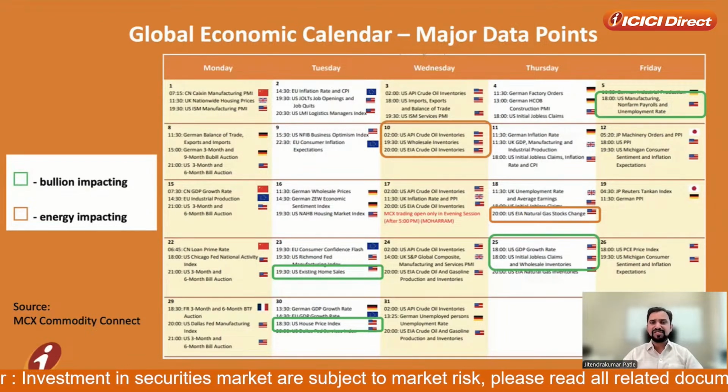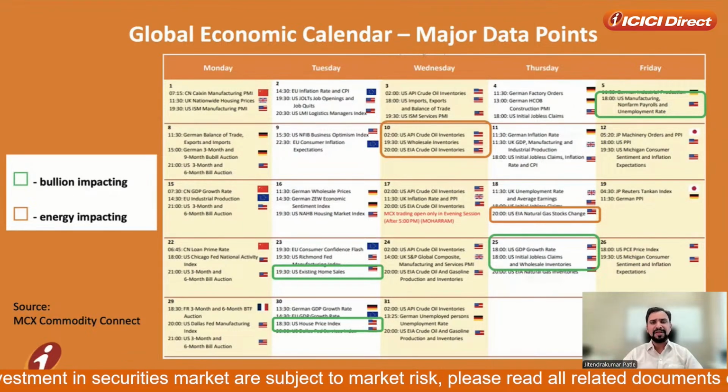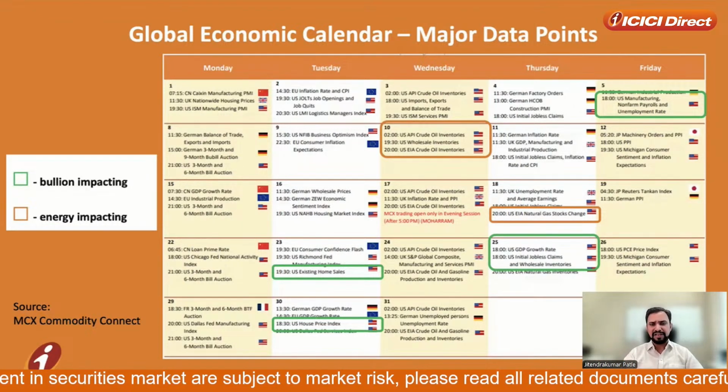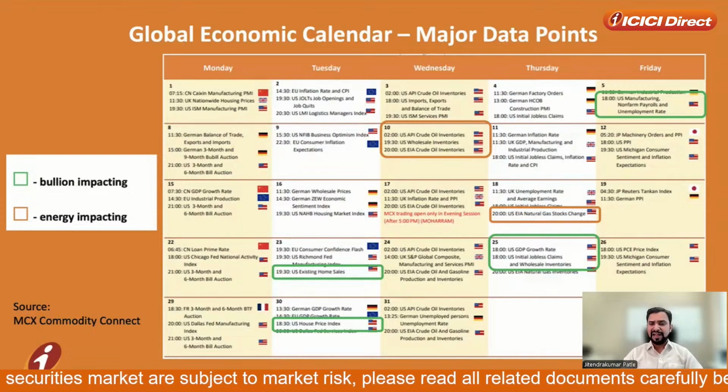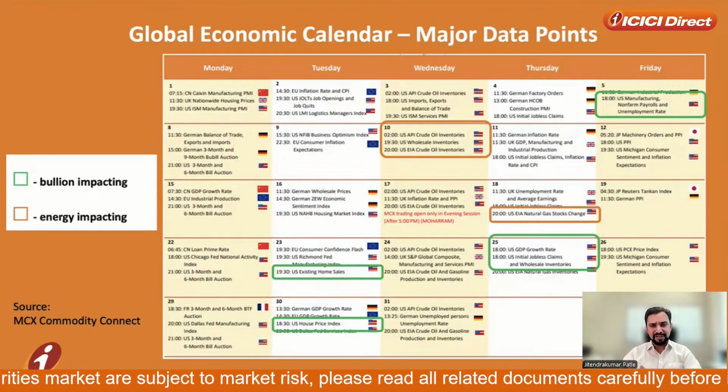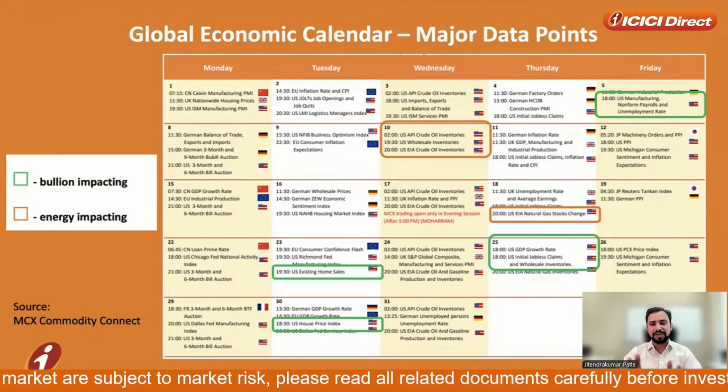Market timing is from 9 a.m. to 11:30 or 11:55 p.m. Margin starts from 10%, and it varies from commodity to commodity. So this is basically about the commodity, how to trade, and what the commodities are.